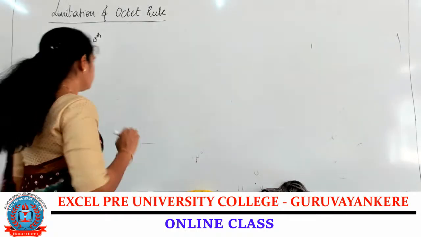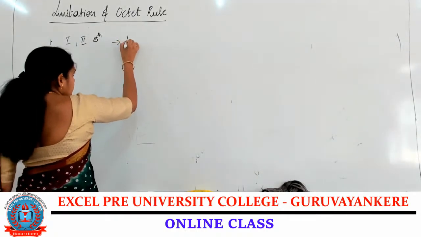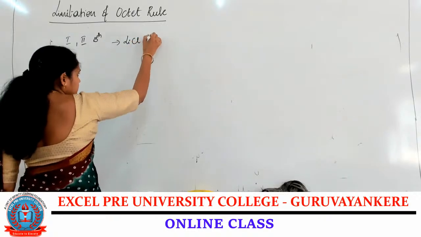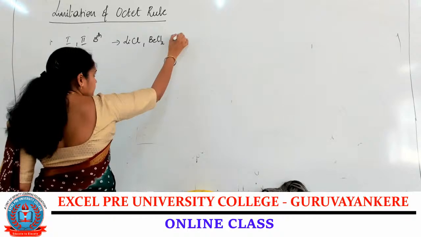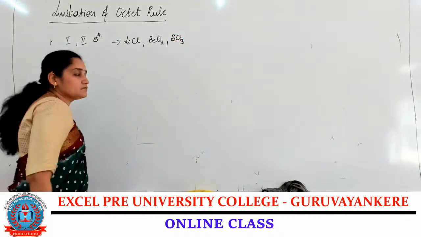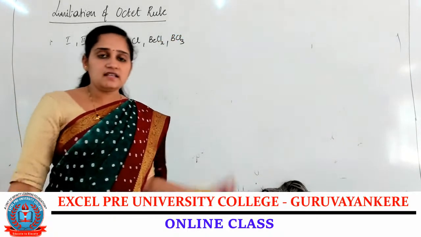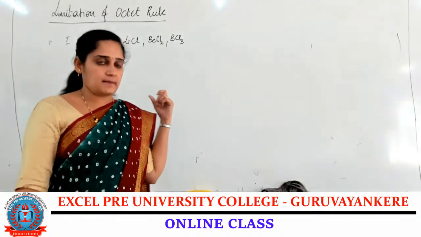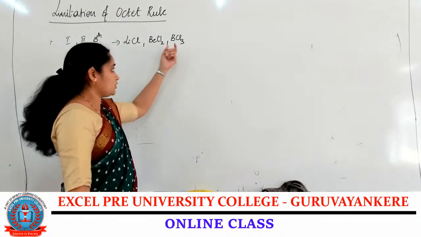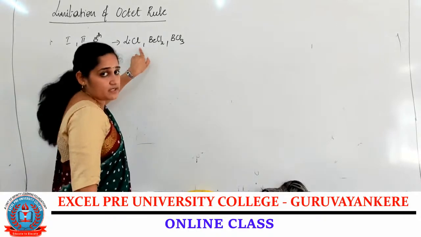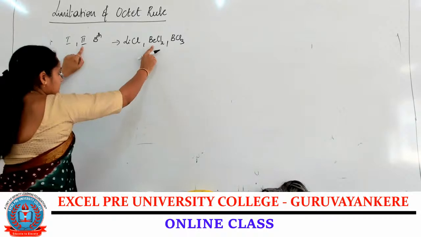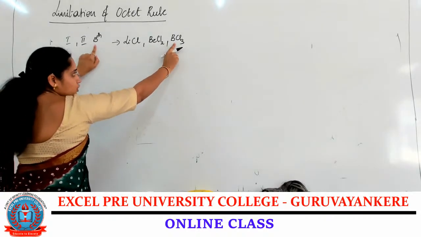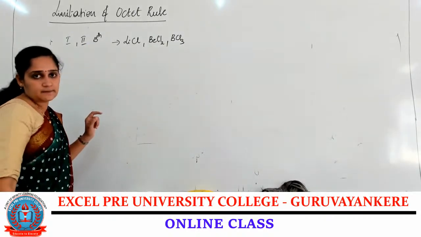Best example, formation of lithium chloride, beryllium chloride, BeCl2, or boron trichloride, BF3 formation. In these examples, look at the electronic configuration of lithium, not the chlorine. Lithium is a group 1 element, beryllium is a group 2 element, boron is a group 13 element.